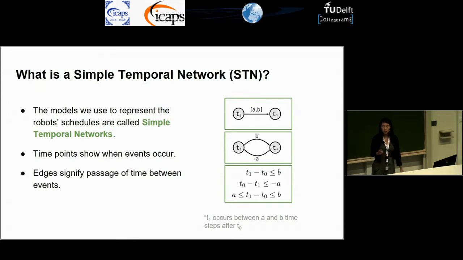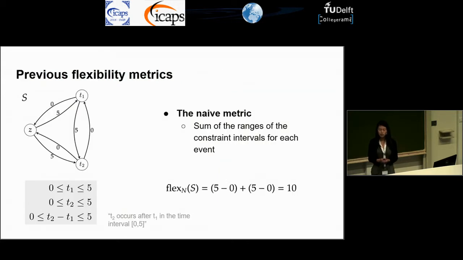relative to. So now I'll go over a couple of previous flexibility metrics to show what other people have been looking at here. So to do this, I'll use a very simple example of an STN with two events, T1 and T2, where T1 and T2 both occur within the time interval 0 to 5, and T2 must occur after T1. So the naive metric simply takes the sum of the ranges of the constraint intervals for each event.